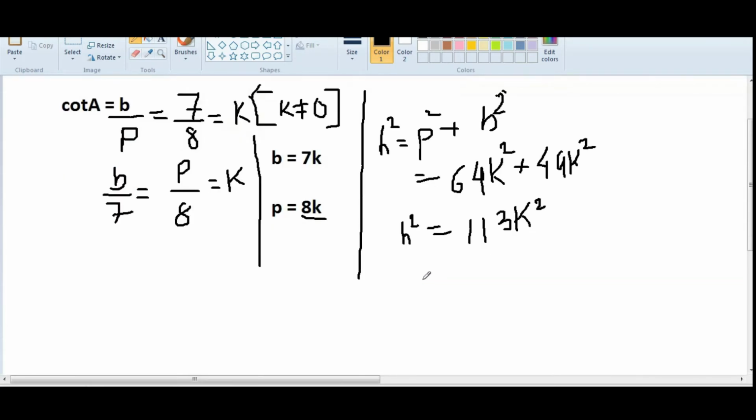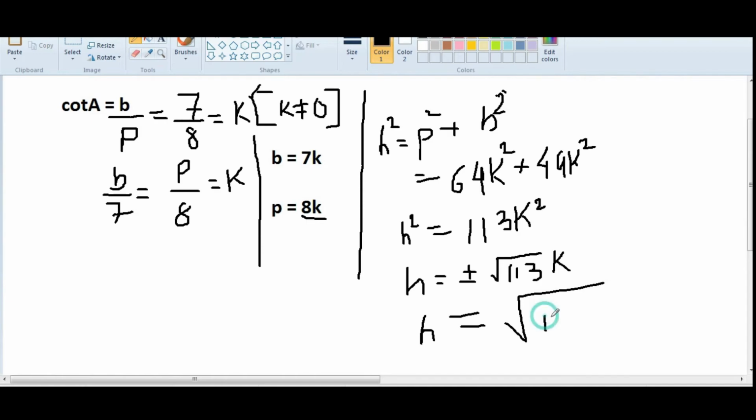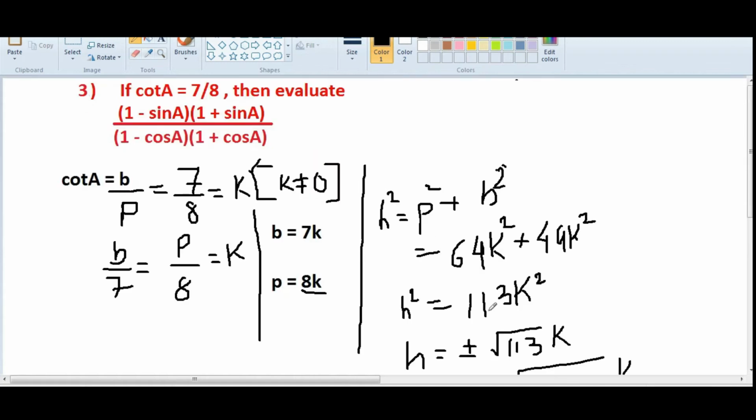So we need to square root both the sides to get the value of only h. But since 113 is not a perfect square number, we will write it as root over 113 only, with plus minus before that. And since we are having the k square term, we will only write it as k. So this step is basically square rooting both sides. We again know that length or any side of a triangle cannot be negative, so we will only take the positive part, that is root over 113 k. k is outside the root.